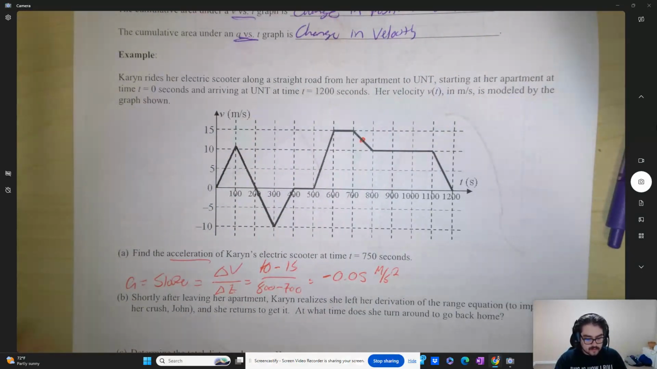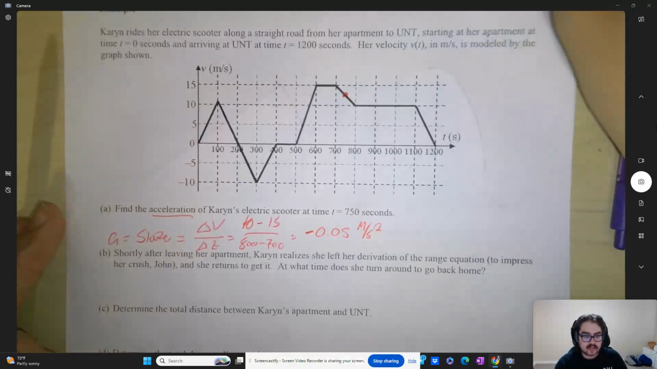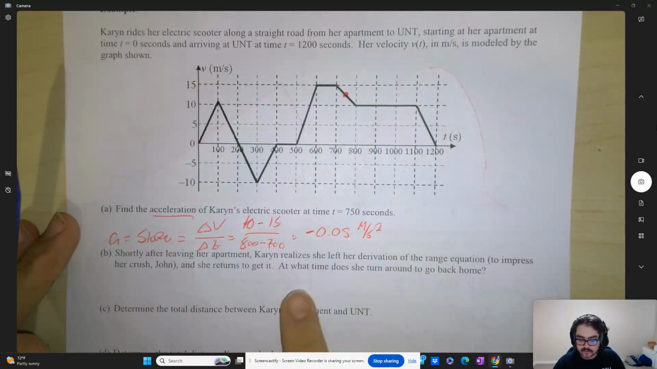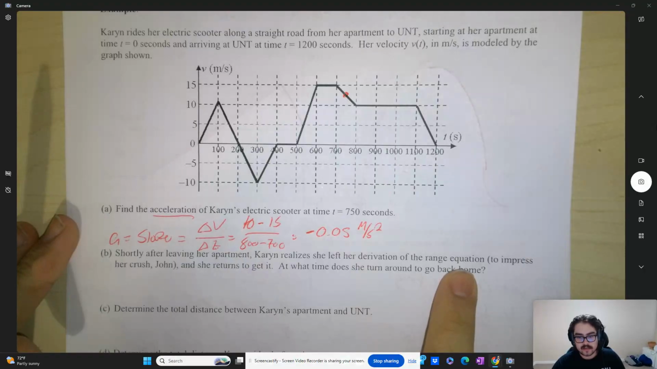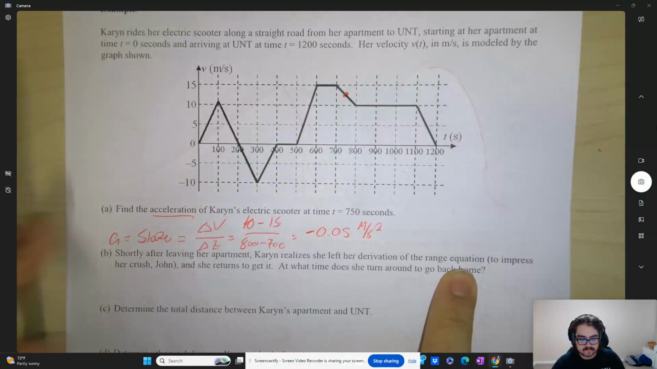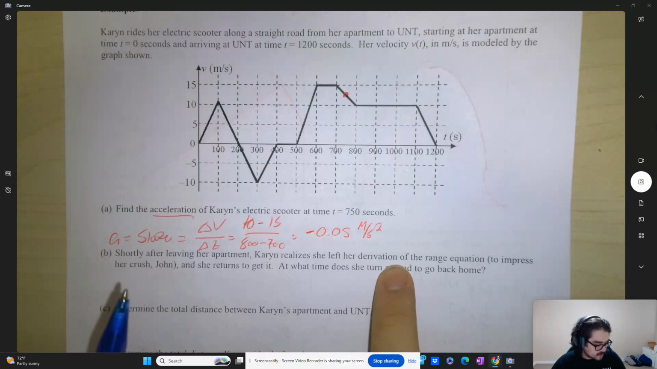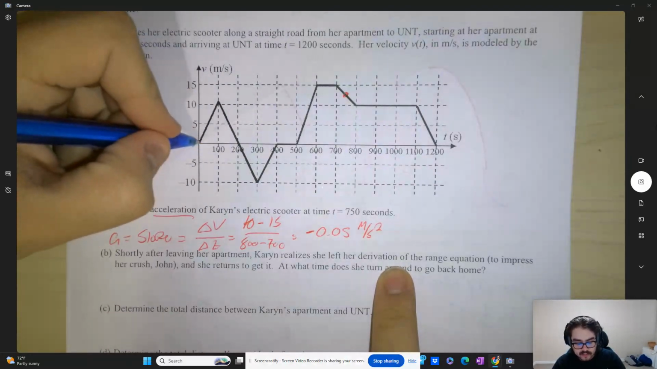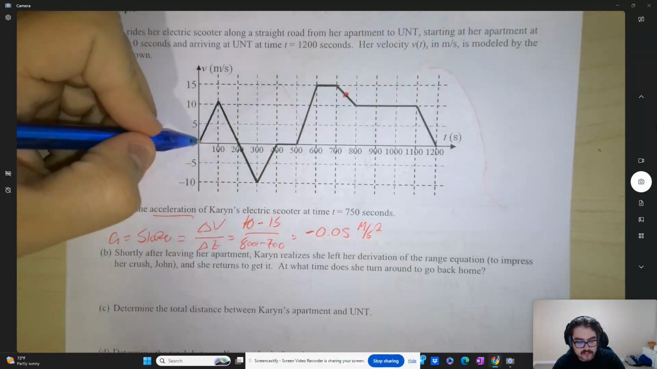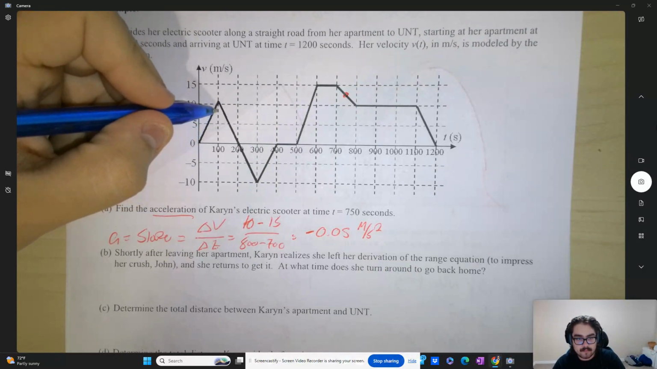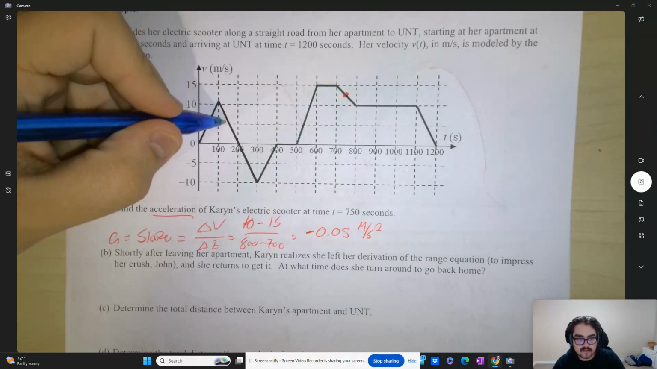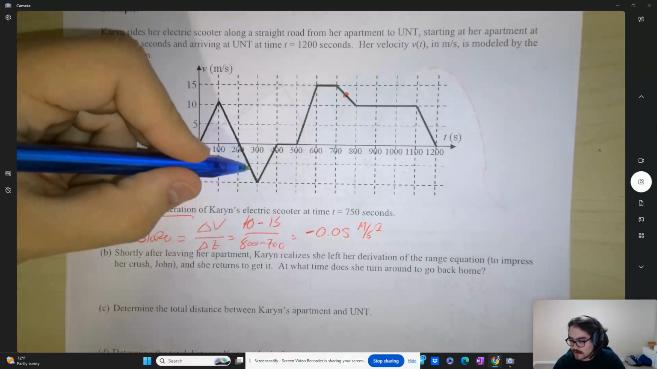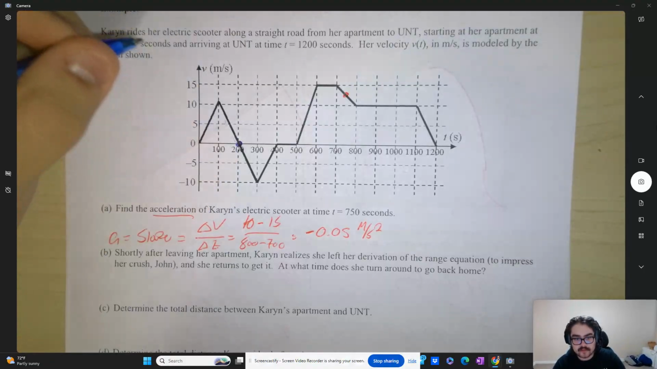So then in part B, shortly after leaving her apartment, Karen realizes, oh shoot, she left her derivation of the range equation at home, and she needs that to impress her crush John, so she returns home to get it. What time does she turn around to go back home? Well, notice that initially your velocity is going in the positive direction, but then you start to slow down in the positive direction, and now you turn around. This part right here is where you turn around.